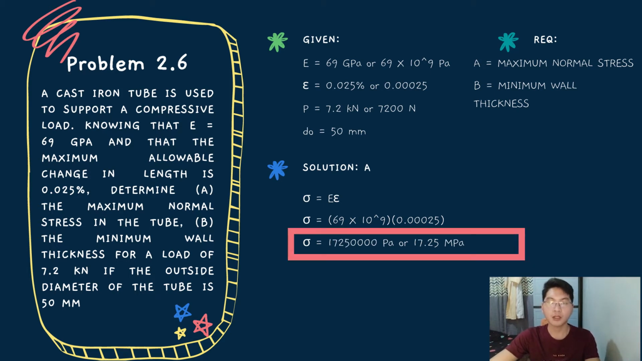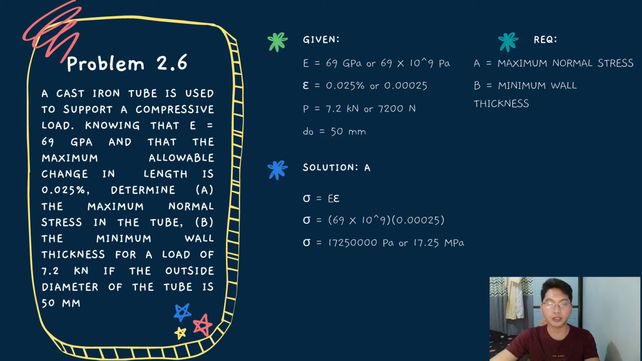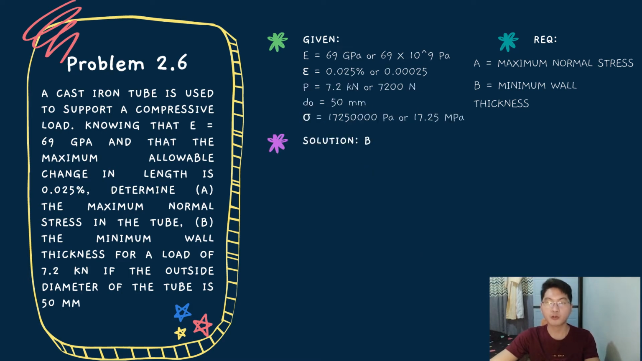And then the next one, for solution B, since we already have the value for stress, which is 17.25 MPa, we can use this formula. The stress is equal to load over area. We have the values for stress and load, so what we need to find is the value for area. So area is equal to P over stress.